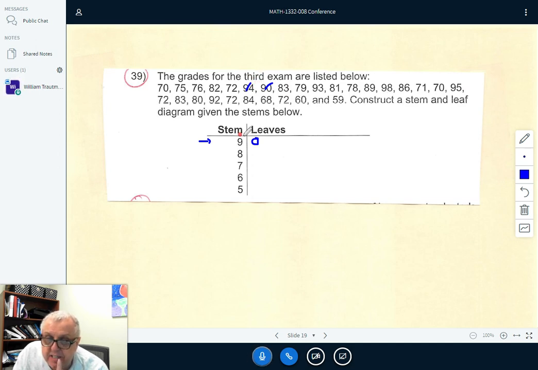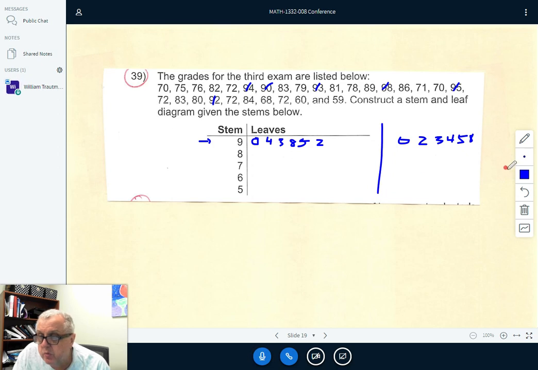So the stem is 9, and that's a 90. And I have a 94. I have a 93, a 98, 95, 92. That's my 90s. By the way, you can go ahead and rearrange these in order if you want: 0, 2, 3, 4, 5, 8. You can arrange them in order if it helps.